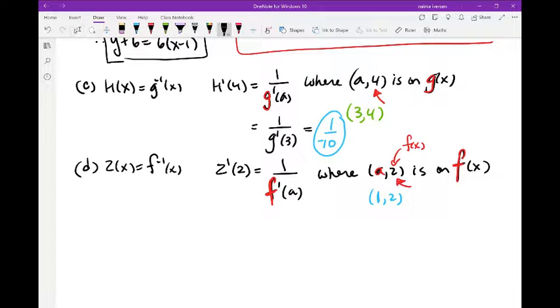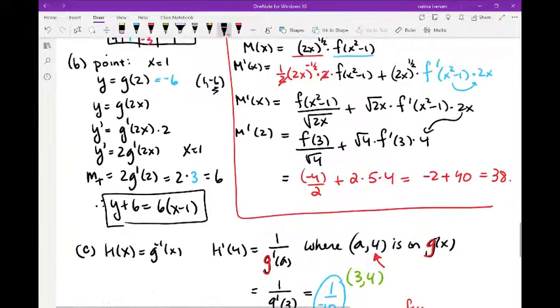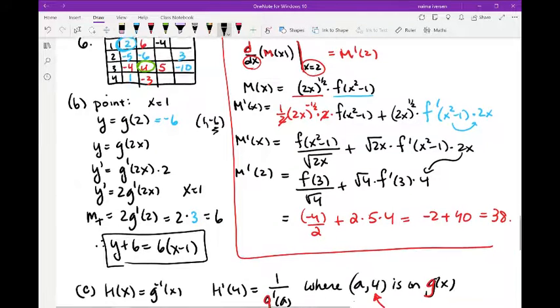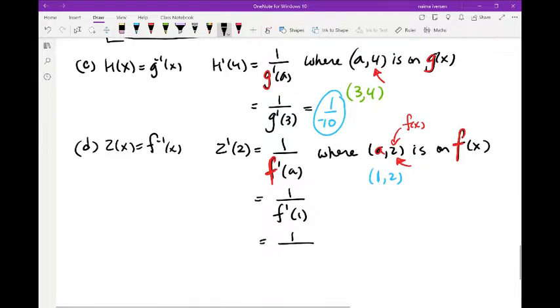So what I'm going to get for my answer is 1 over f prime of 1. And so for me to find f prime of 1, I'm going to go look at my table, and my table seems to have a -4 sitting on there. So if I have a -4 sitting on there, I'm going to get my answer of -1/4. So hopefully that works out.